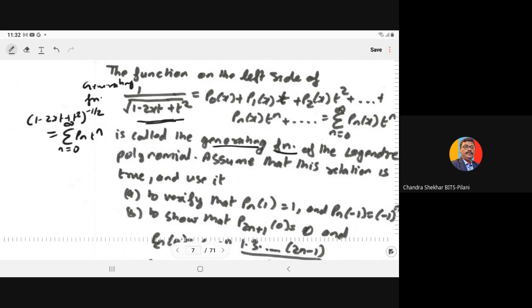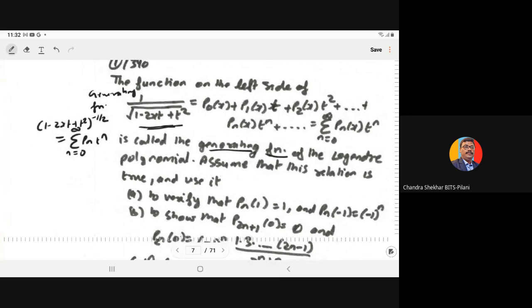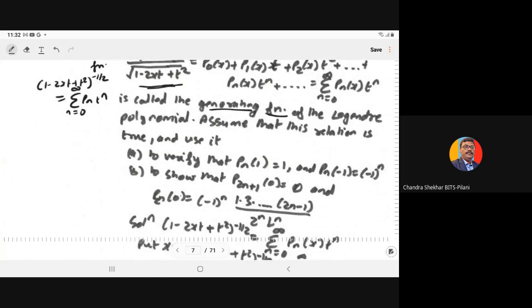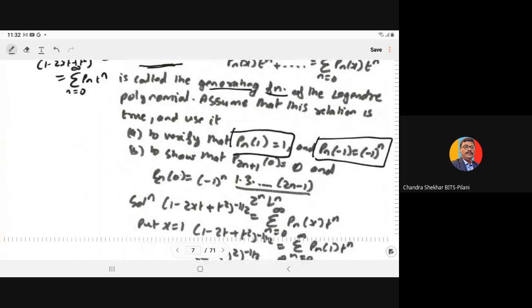Here we have the derivation, but in your course it is not there. But we have the derivation for this: whatever the function on the left hand side, that can generate all the Legendre polynomials. That's why we call it a generating function. Now we have to verify that Pn(1) is equal to 1 and Pn(minus 1) is equal to minus 1 to power n. Using this approach, you have to determine this.